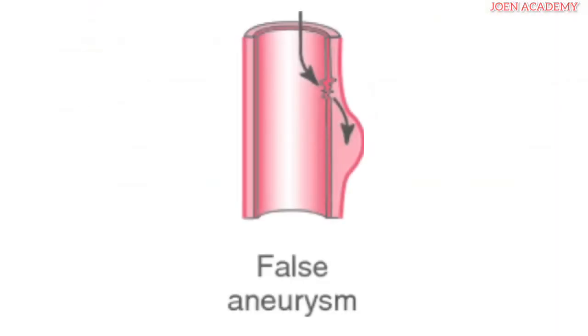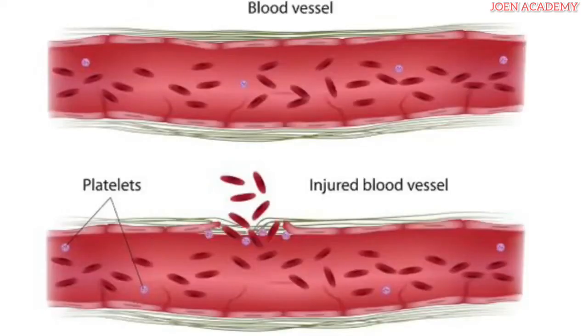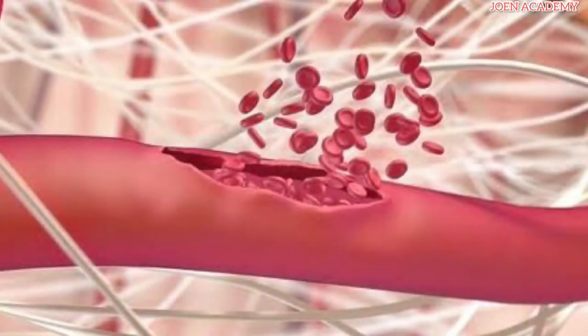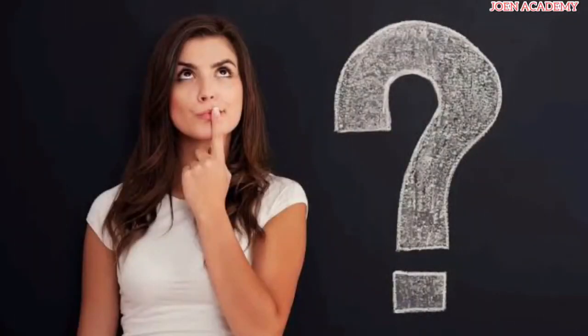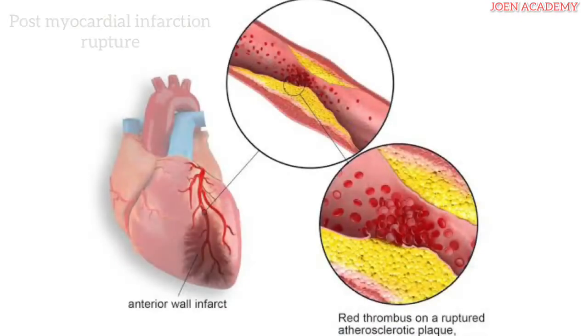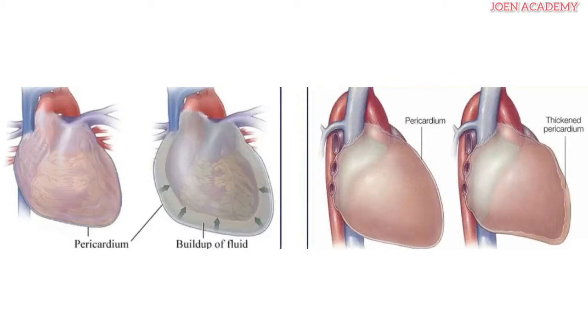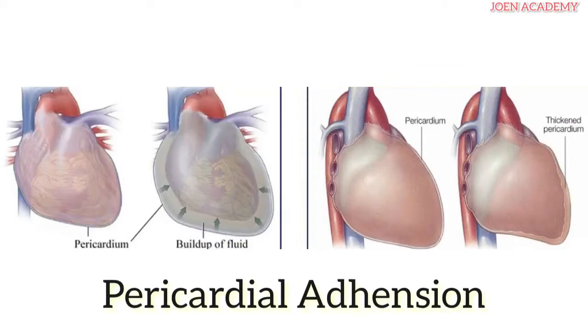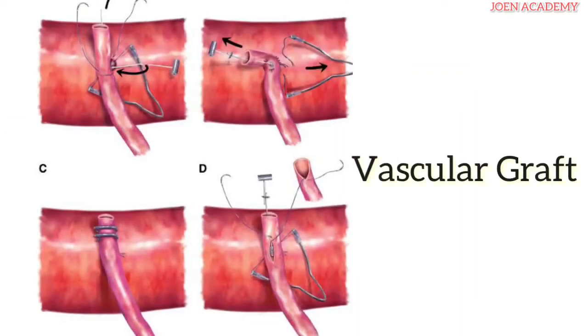infarction. As for false aneurysm, they occur when a blood vessel wall is injured and the leaking blood collects in the surrounding tissues. False aneurysms are also known as what? Let me see if you can guess what false aneurysm is also called. False aneurysm is also called pseudoaneurysm, alright? Examples are the post-myocardial infarction rupture that has been contained by pericardial adhesion, and also leak at the anastomosis of vascular graft with natural artery.